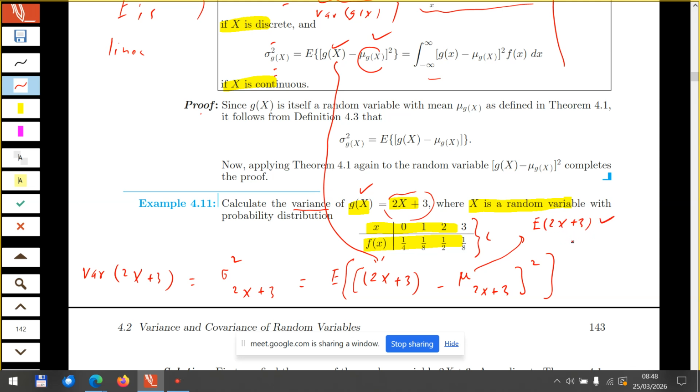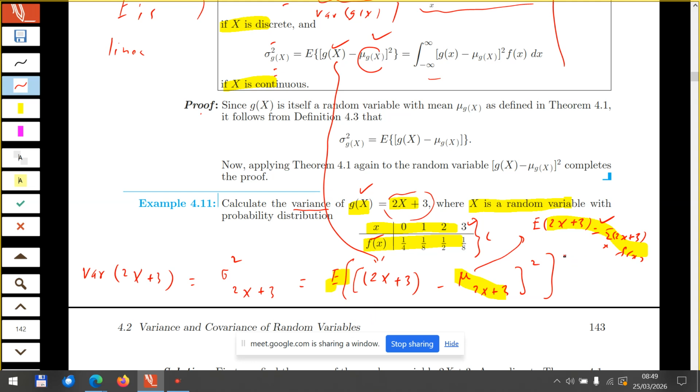Sorry, it is a discrete random variable, so you know how to compute that. It would be the sum of 2x plus 3. Now I'm writing small x, yeah? And then this f of x, and then x from 0 to 3. So that you can do. So if you now follow up the example, you will see that he will be computing this, just like I suggested. And after that, he has to compute this thing.